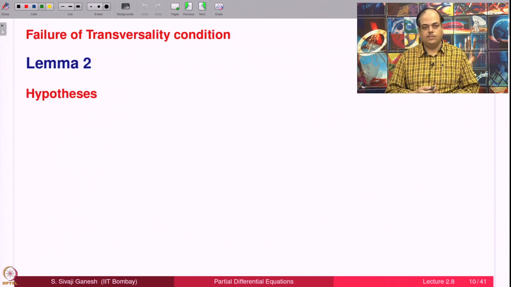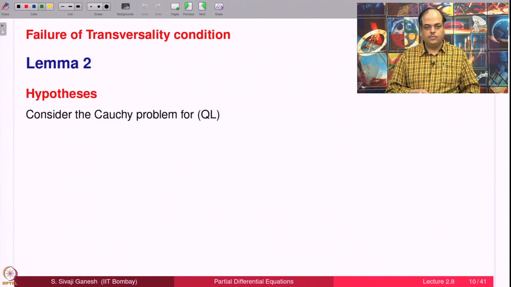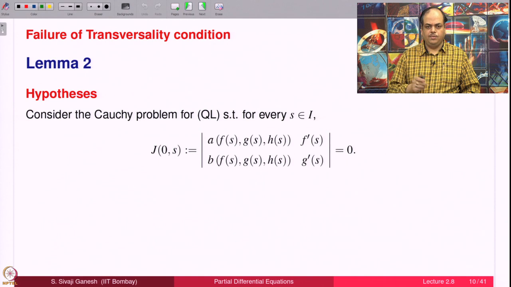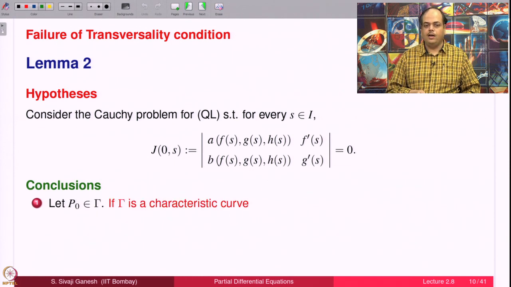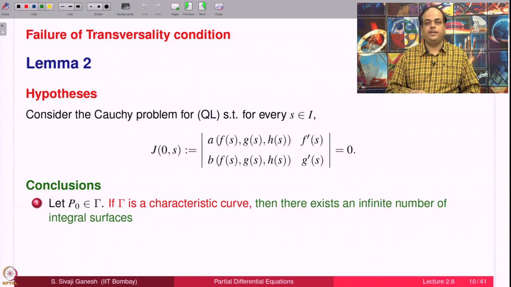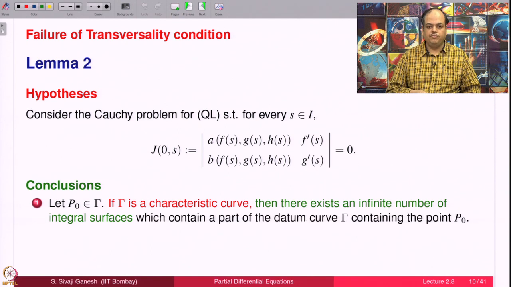Now we have lemma 2, which says what happens when the transversality condition fails, what is to be expected of solutions and how many in number. So consider the Cauchy problem for QL such that for every S, J is 0. Conclusions: take a point in gamma. If gamma is a characteristic curve, then there exist an infinite number of integral surfaces which contain a part of the datum curve gamma, containing the point P 0. That is always there, right? The local solution we have been talking about.